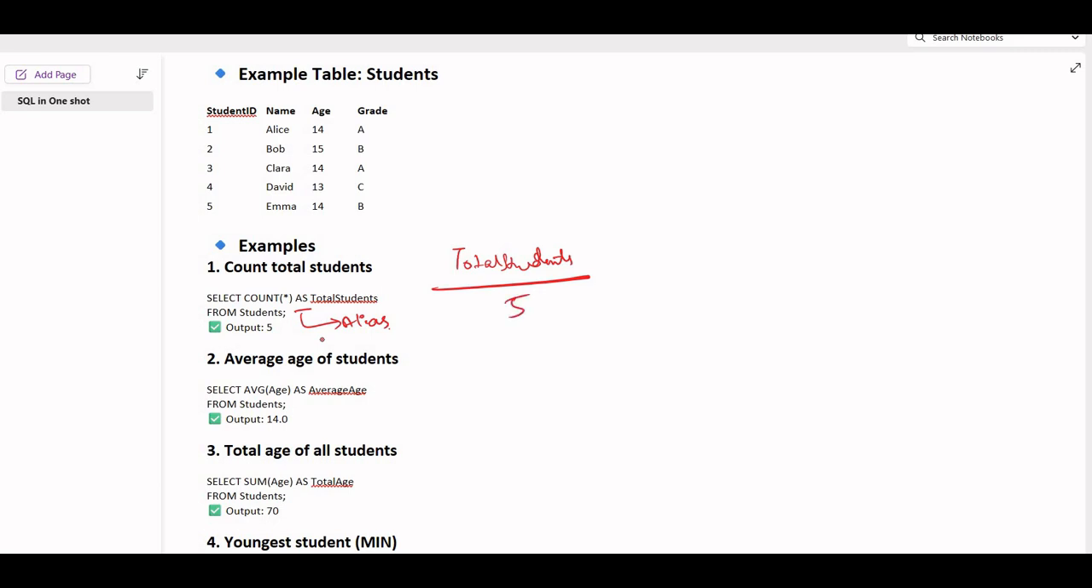Okay. Average age of the students. So SELECT AVG. Inside the bracket, it should have the column name. Which particular column you're doing an average of, you take inside this, AS average_age, from the table name, that is students. So the output will be 14.0.